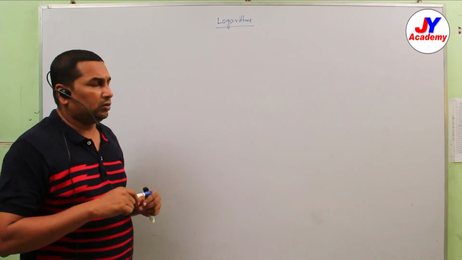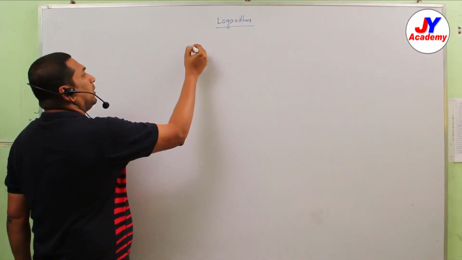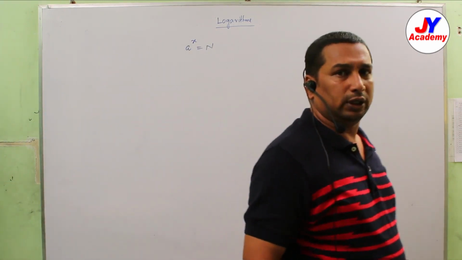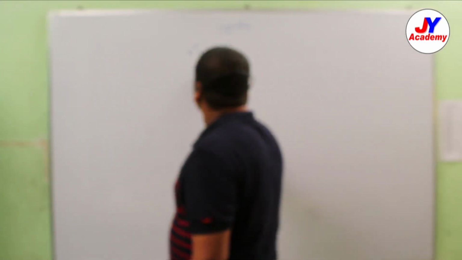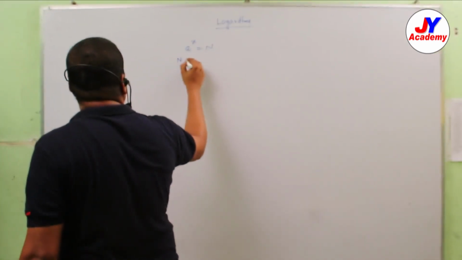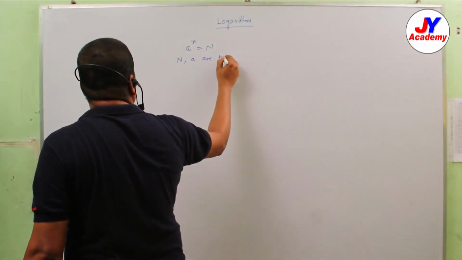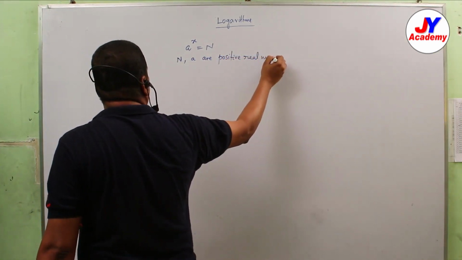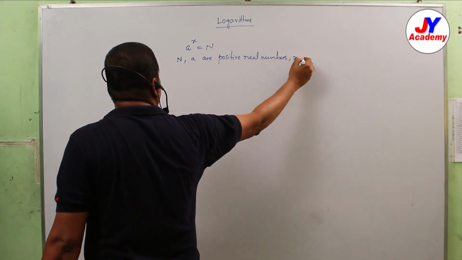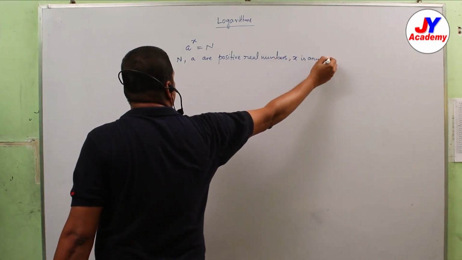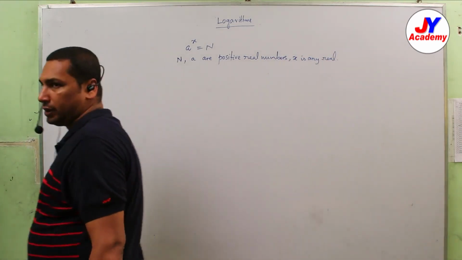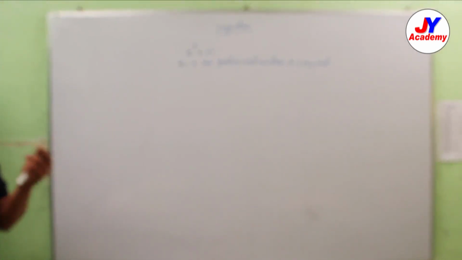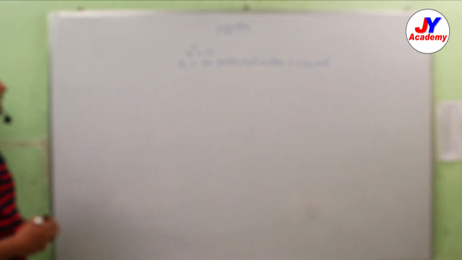So suppose a power x is equal to n. So what is a, what is x, what is n? Here n and a are positive real numbers and x is any real number. Okay, means whether it is positive or 0 or negative.